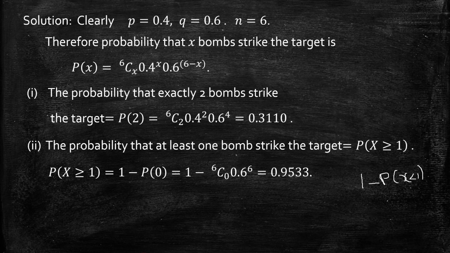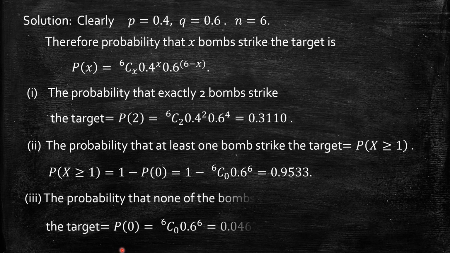So I have 1 minus p of 0, which I can calculate. Now substitute x equal to 0, which gives 6C0 into 0.4 power 0, that is 1, into 0.6 power 6 minus 0, that is 0.6 power 6. So by calculating we get 0.9533.